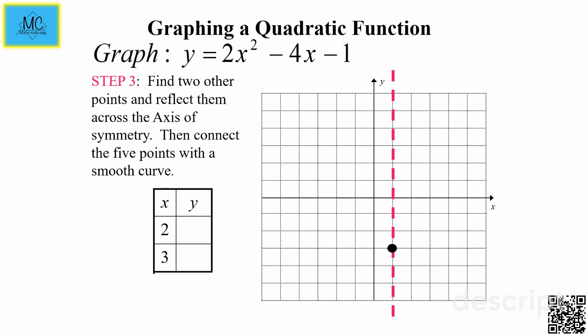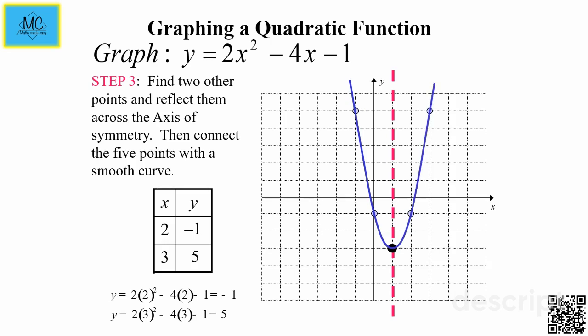So here, if I start substituting the value 2 in my equation, my answer will be minus 1. And if I substitute 3 for x, then the answer will be 5. So my second point will be at 5. Now I will start reflecting it on the line of symmetry and I will start making my smooth curve. And this is how I'm going to graph my quadratic function.